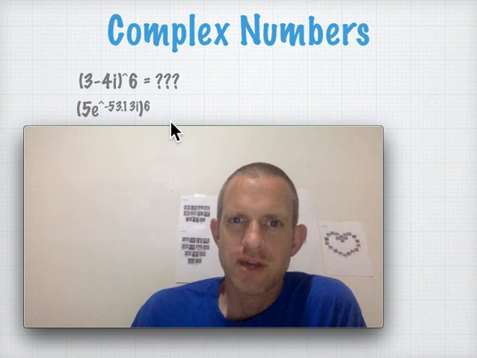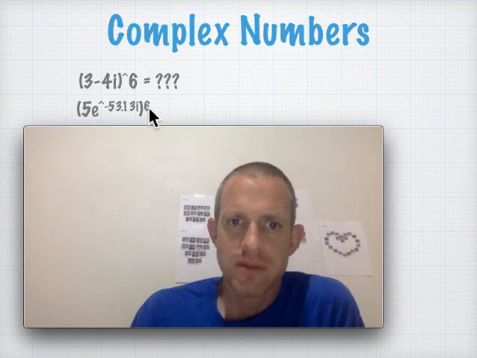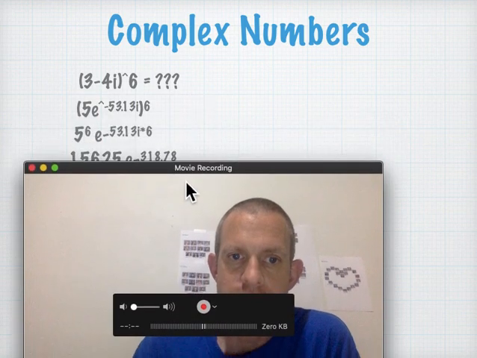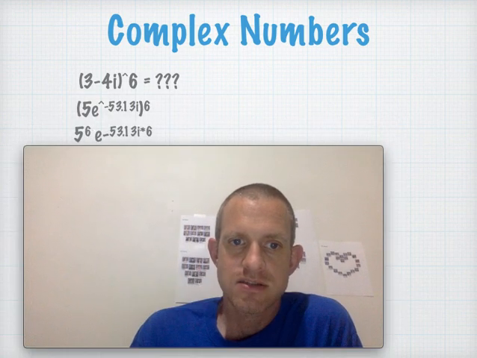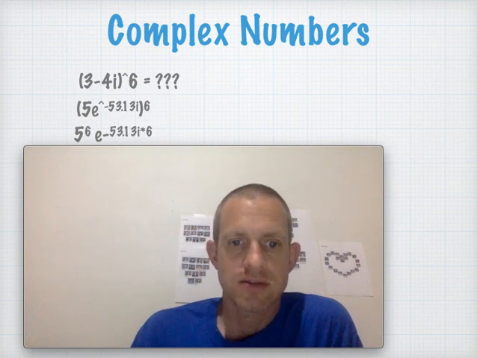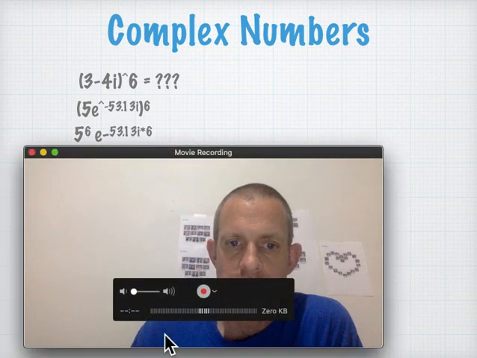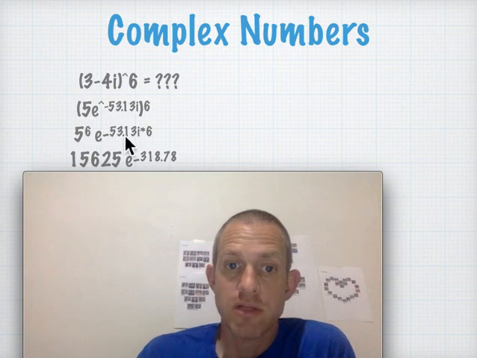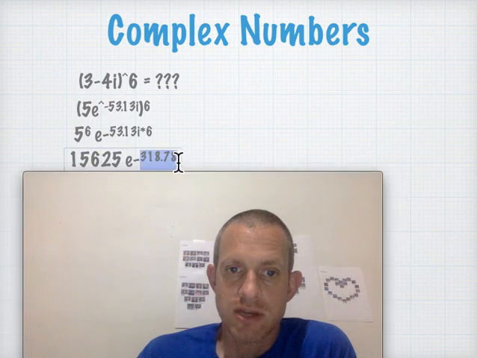The benefit of writing it in this format is that now exponent rules apply. The 6 is an exponent outside of the group, so it can be applied to the 5 and be multiplied by the negative 53. That's this step: 5 to the 6th, and e to the whatever 53 times 6 is. Now 5 to the 6th, I've got to use a calculator on that one, it's a little big for me. That is 15,625. And when I multiply these, I get negative 318. There should still be an i there.